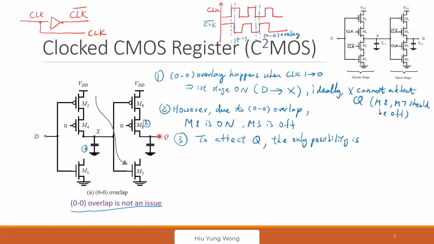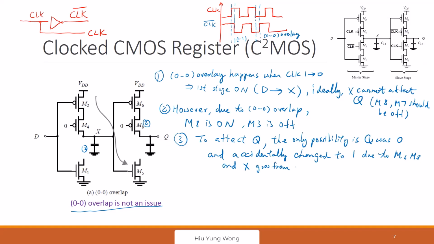Yes, Professor. Good. Right? The only possibility is Q was 0 and accidentally changes to 1 due to M6, M8, and X goes from 1 to 0, right? Let's say originally my data was at 0.